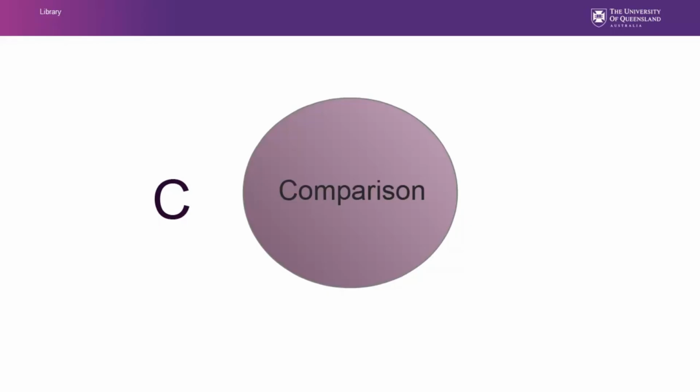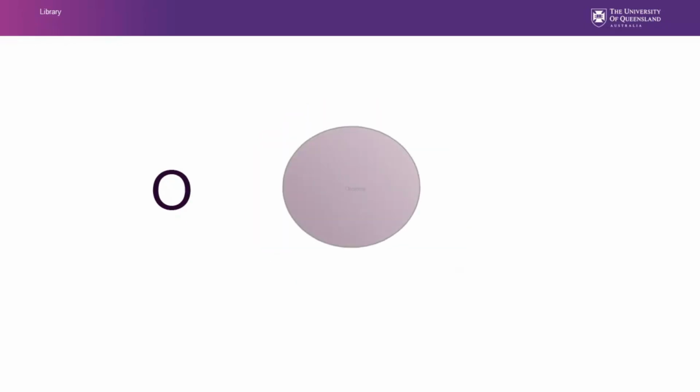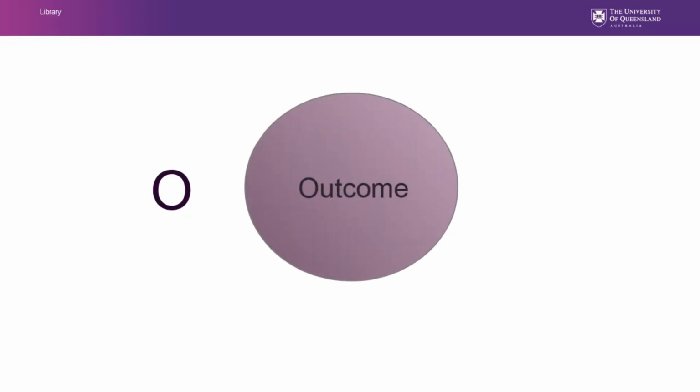There will not always be a comparison. The comparison may be to do nothing or take no action. O is the outcome. What is the desired outcome? What is the effect of the intervention?